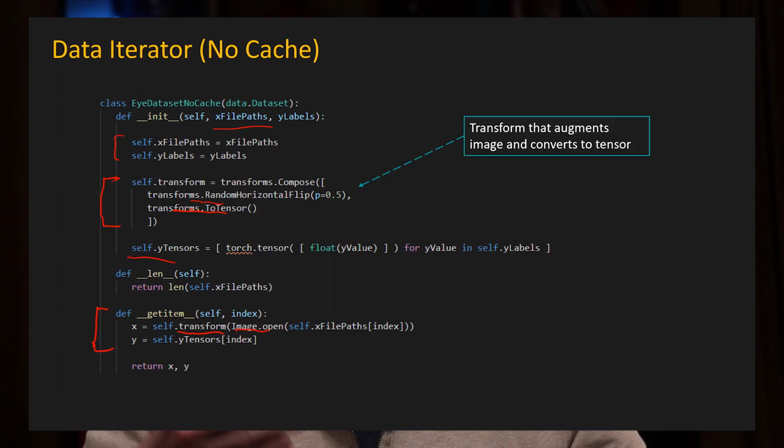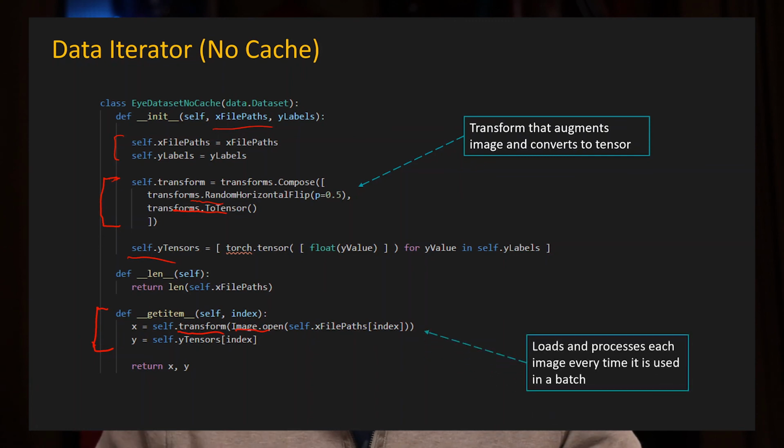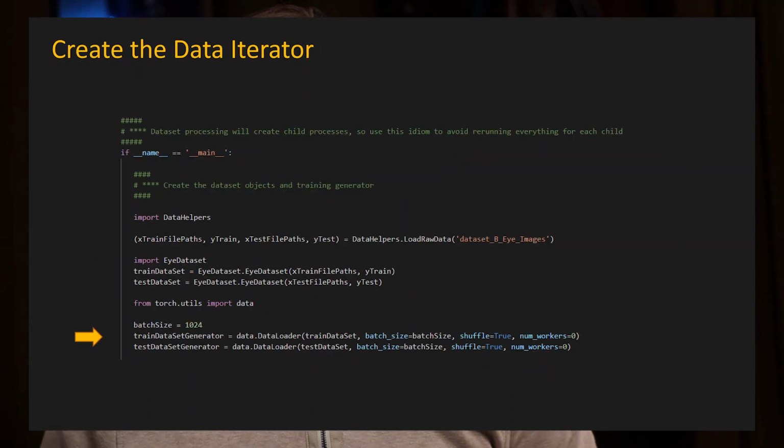So in summary here, we have a transform that augments and converts images to tensors, and then we load and process each image every time it's used. The data loader is the PyTorch class that takes the data set and deals with everything for you. It lets you specify how large you want your batches to be. You can shuffle data or not shuffle data. You can specify how to do parallelism and a whole bunch of other stuff. I'll show how to use this in detail on the next slide.